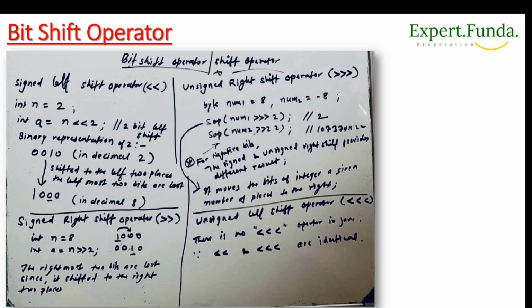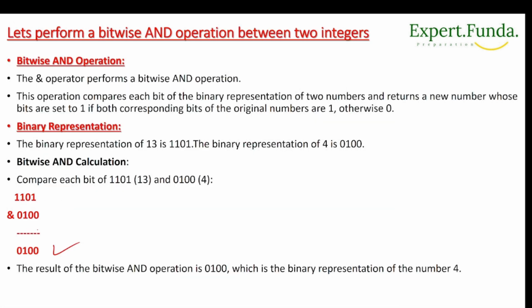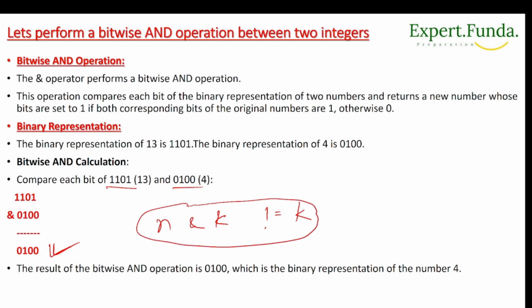Next, we have already talked about the bit shift operator. If we have 13, 1 1 0 1, and 0 1 0 0, and we do a bitwise operation, you compare the strings. When we do the AND operator with n and k, it checks whether the result is not equal to k. That will come in the next slide.